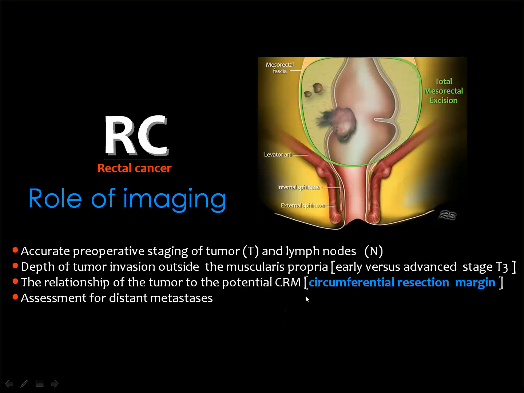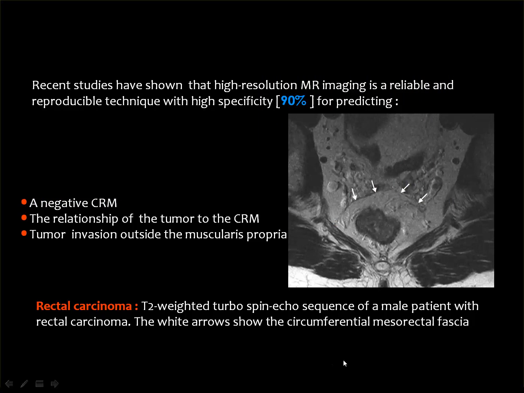In the literature, you will meet this abbreviation very frequently. By circumferential resection margin, we mean the mesorectal fascia and its content. This is known as the circumferential resection margin, and you can use the mesorectal fascia instead of this. Then you assess for the possibility of distant metastasis.